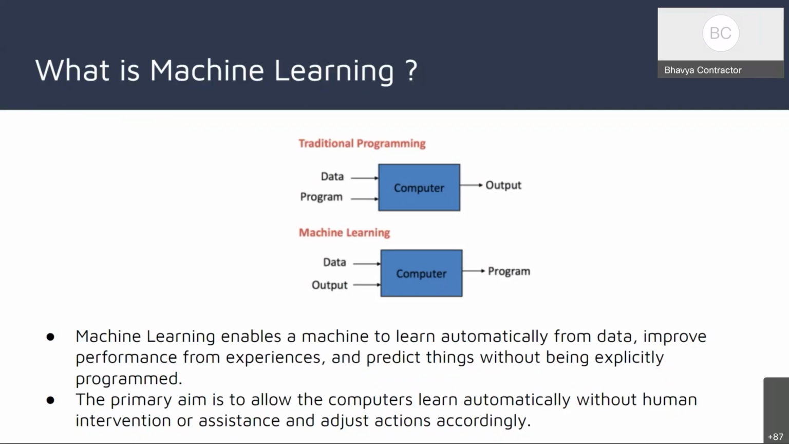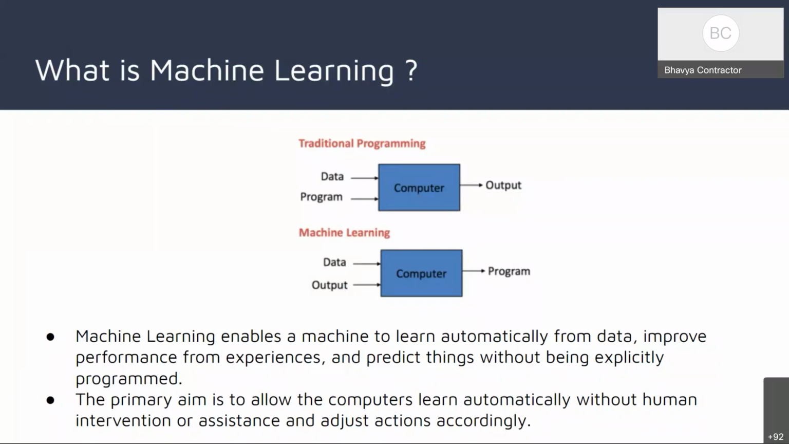Now look at the definition of machine learning. Machine learning enables a machine to learn automatically from the data, improve performance from experiences, and predict things without being explicitly programmed. We just feed the data and the output, and we don't program anything else. It automatically creates an algorithm and program to map the data to the output. Finally, if we feed some new data to it, it gives its predictions. So that's what machine learning is.